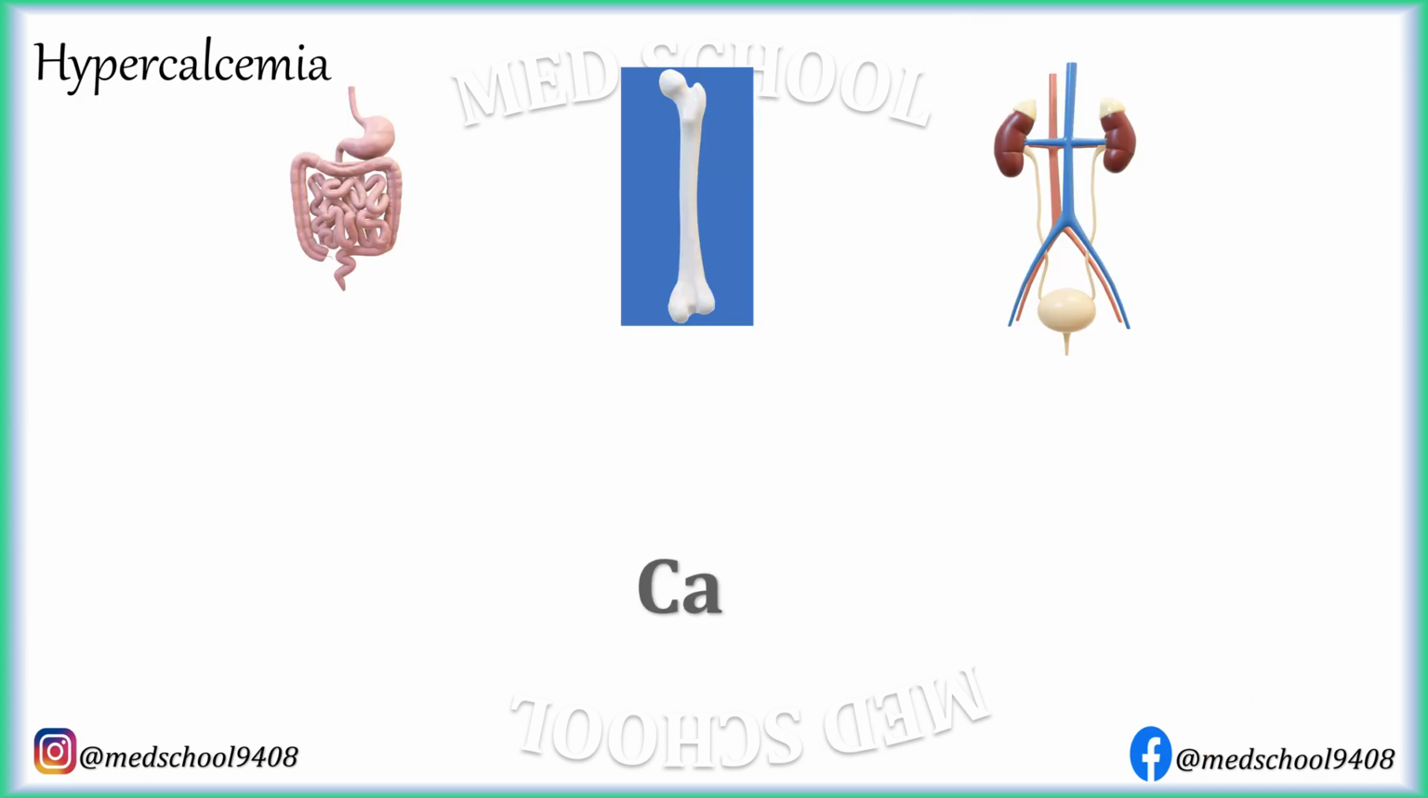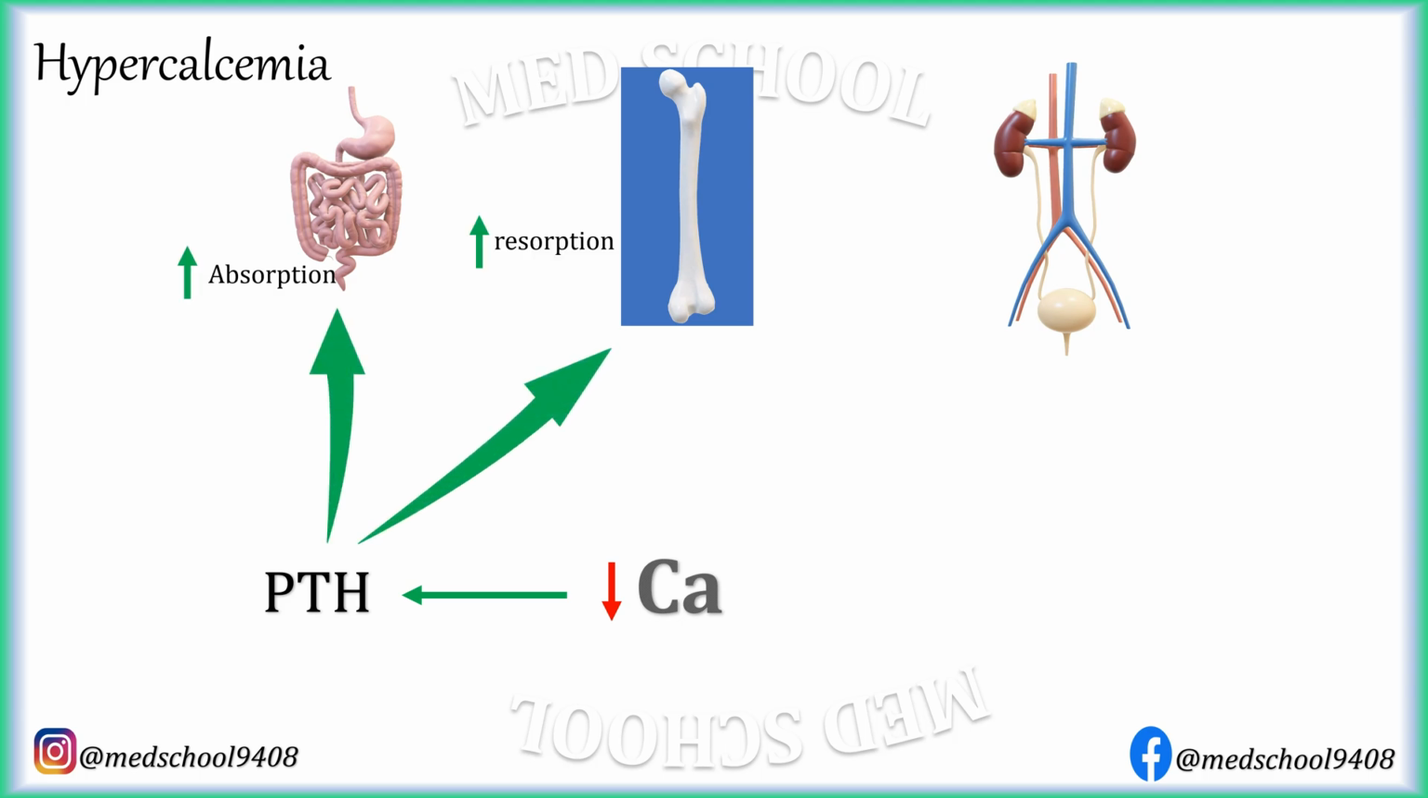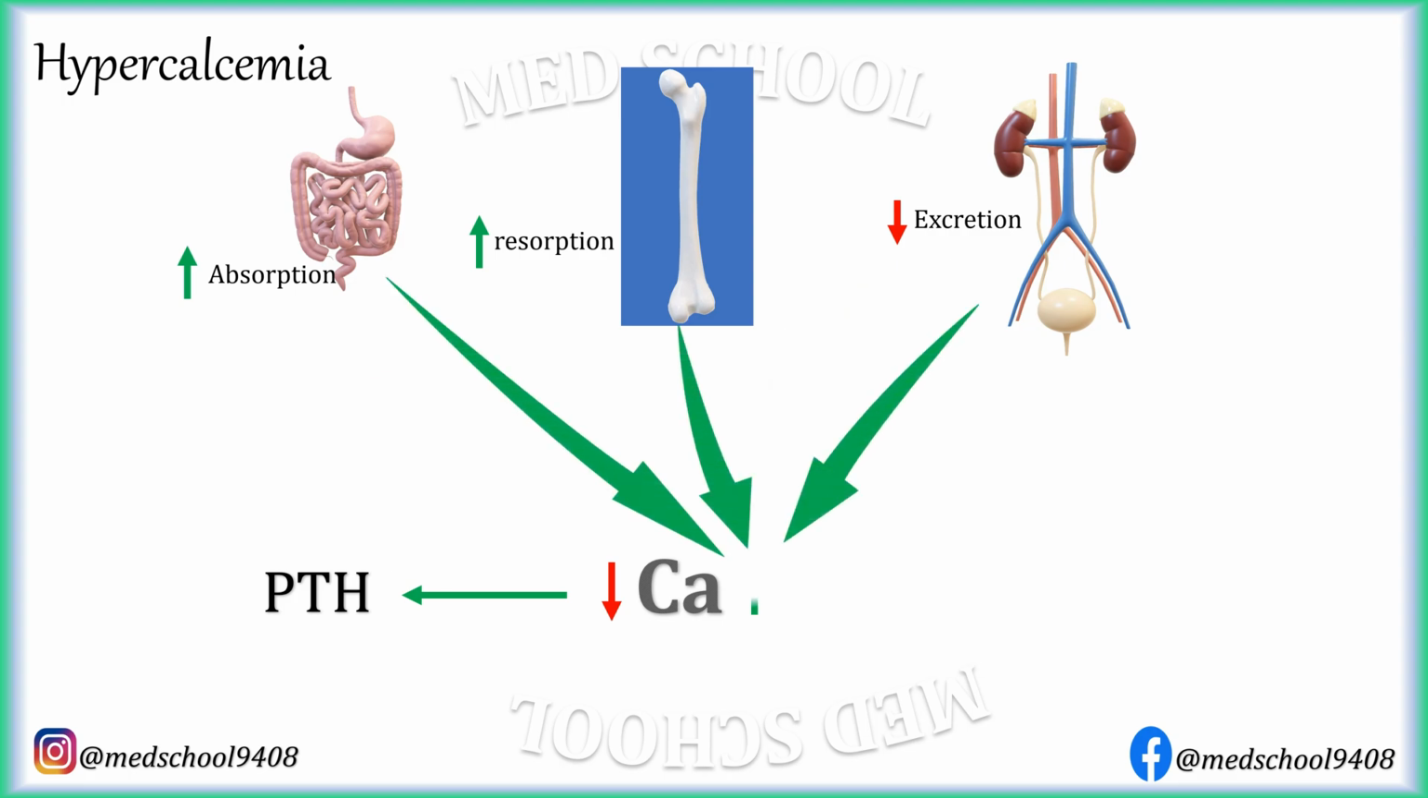Let's first understand calcium metabolism. When calcium level falls, it induces parathyroid hormone release from parathyroid gland, which increases absorption of calcium through intestine, increases bone resorption and mobilizes calcium from bones to blood, and decreases excretion of calcium through kidneys. All these processes lead to increase in calcium level.